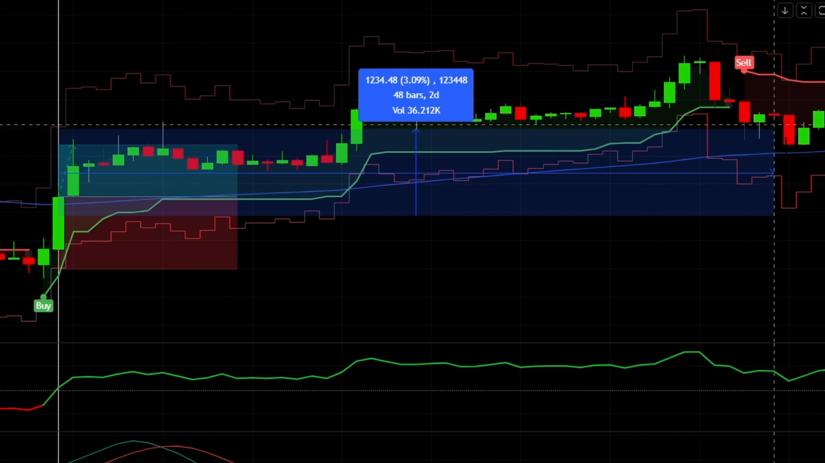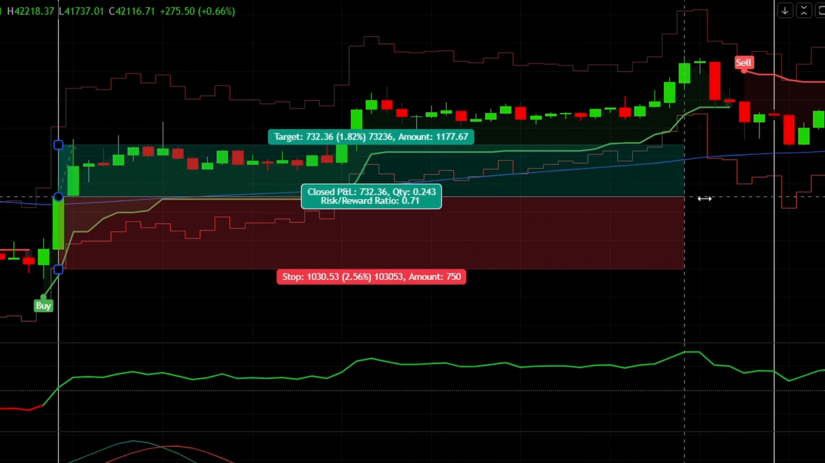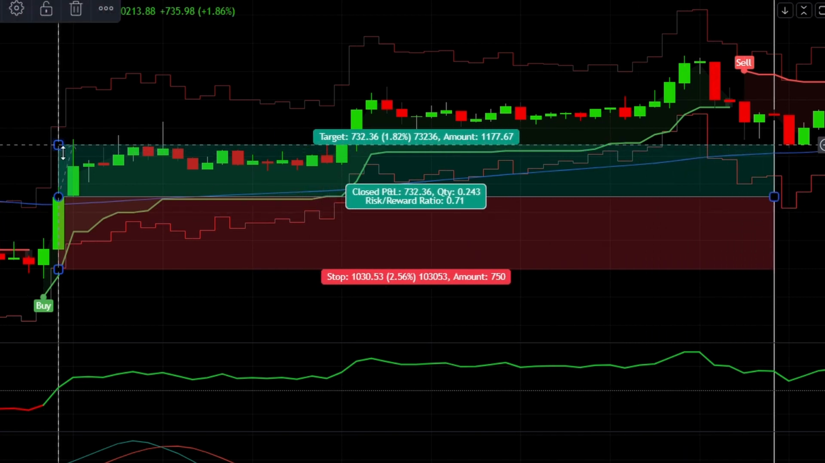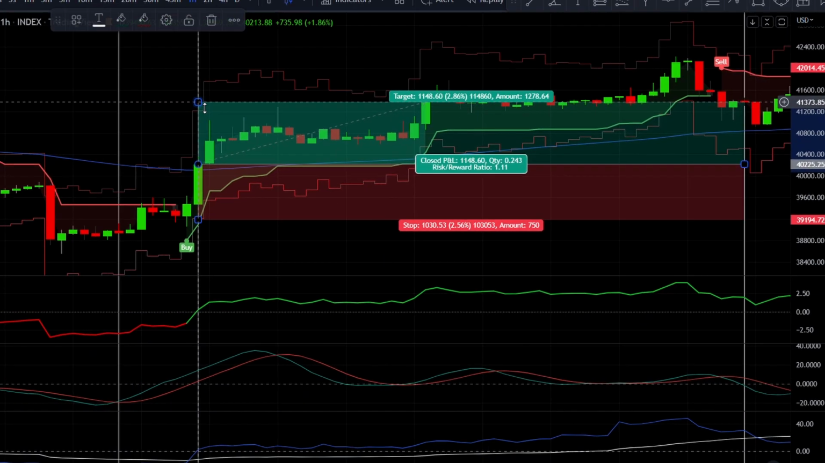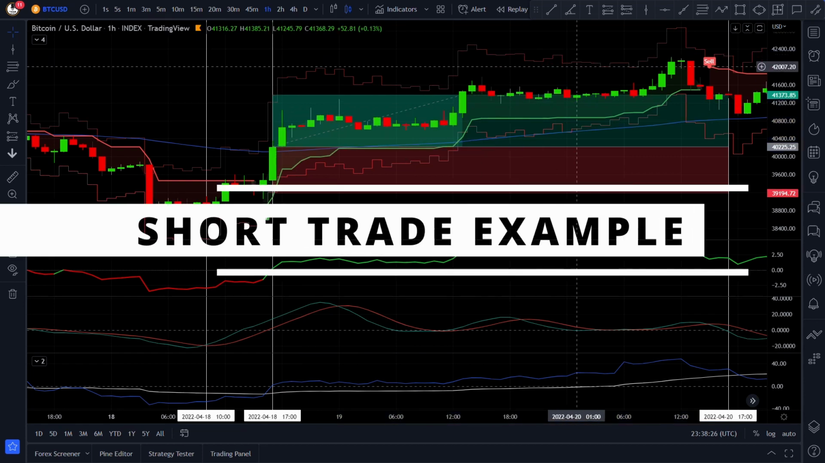So feel free to mark it with a white line, and after entering the position you can make an alert in TradingView so you get notified when the price gets to that candle. As you can see, this trade would have been a solid winner. Now let's go over one short example.